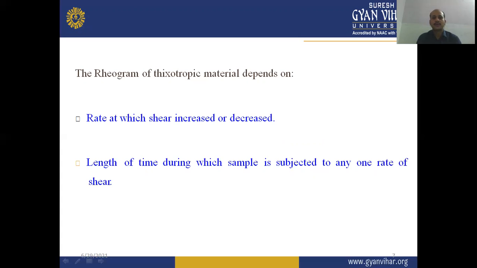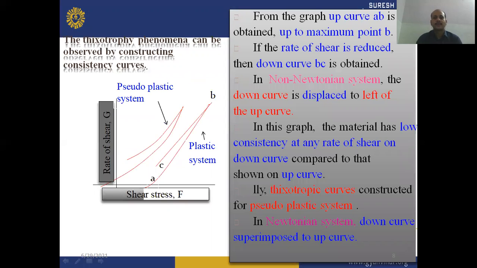So there are two important aspects on which the rheogram of this type of thixotropic material depends: the rate of shear, which may be increased or decreased, and the length of time during which the sample is subjected to a rate of shear. From the graph, the up curve is denoted by AB up to the maximum point B. The rate of shear is then reduced, and the downward curve, represented by the symbol BC, is obtained. So you can go through the rheogram of the thixotropy phenomena.